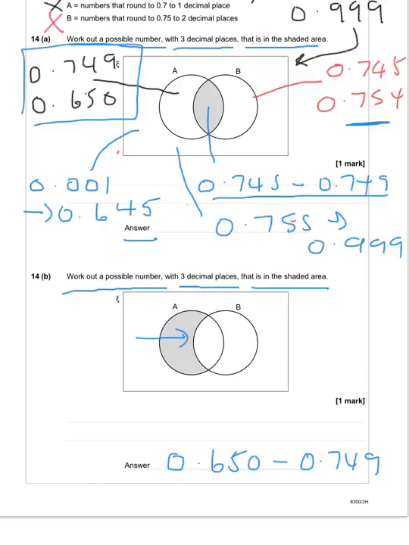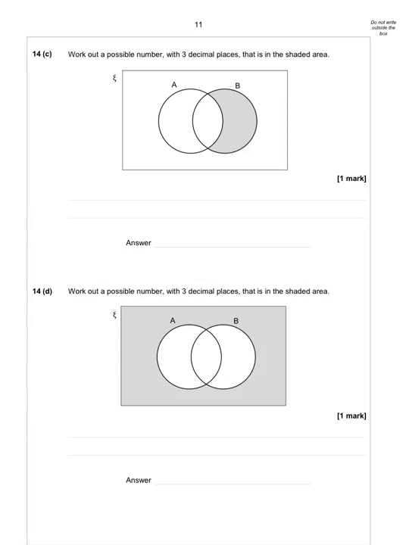Okay, going to move now. It says work out a possible number with 3 decimal places that's in this shaded area. This shaded area, you might recall, we said was 0.750 to, hang on a second, let's just tidy that up a little bit because the writing's not particularly clear.